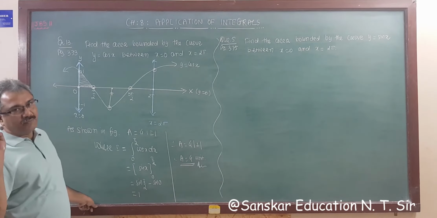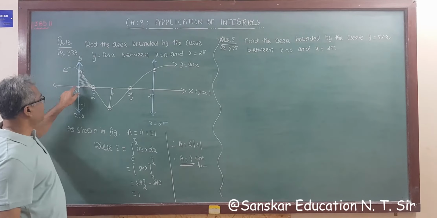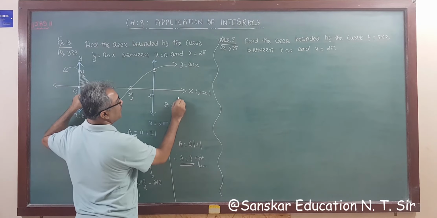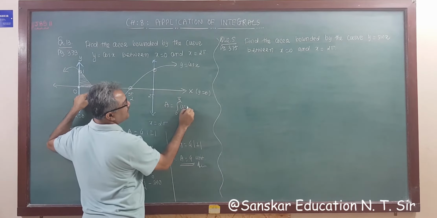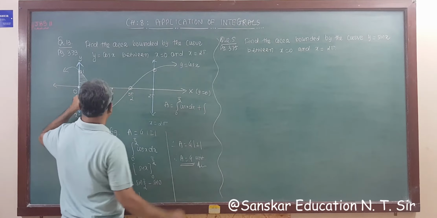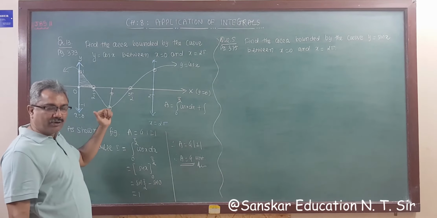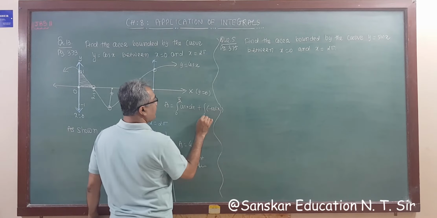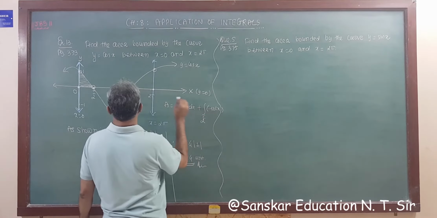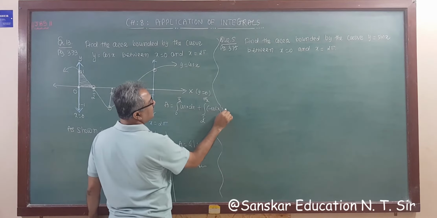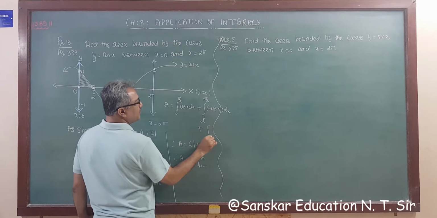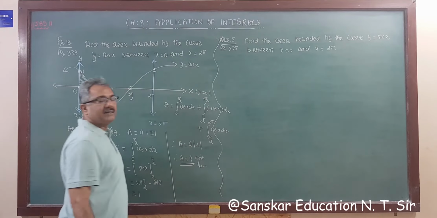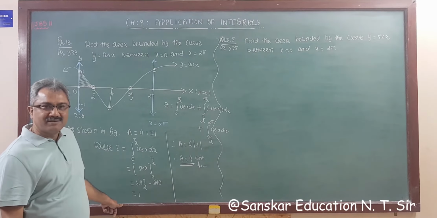Got it? If you don't want to do it this way, since cos is positive in the first quadrant from 0 to pi by 2, you can also do it like this. A is equal to the integration from 0 to pi by 2 of cos x dx, plus the integration from pi by 2 to 3 pi by 2, the second and third quadrants where cos is negative, so minus cos x, and again from 3 pi by 2 to 2 pi where it is positive, you can take plus cos x and integrate.